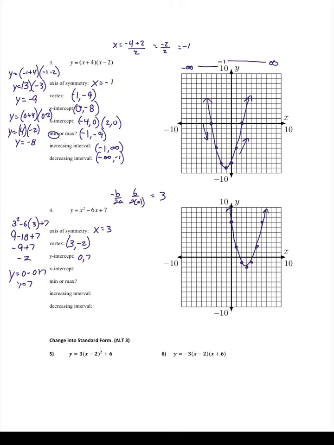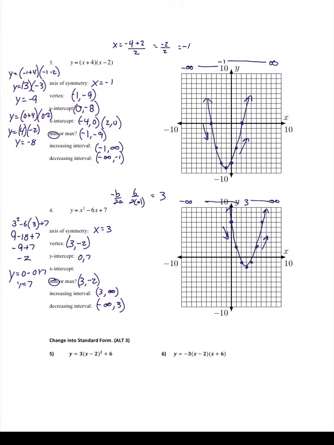So we can put our points in there. Again, over 1, up 1, over 2, up 4, over 3, up 9. So we have a minimum value of (3, negative 2). Negative infinity to 3, 3 to positive infinity. We're going to be decreasing from negative infinity to 3. And we will be increasing from 3 to infinity.